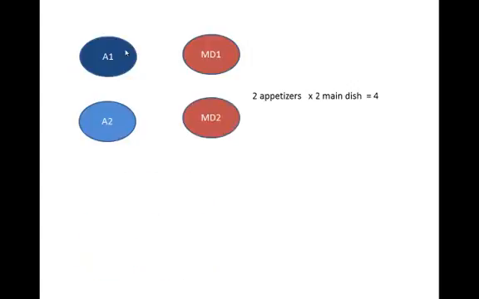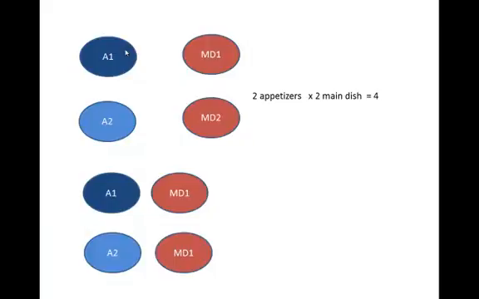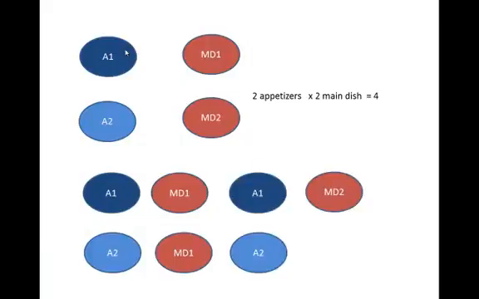All right, so now when you add a second main dish to it, we have appetizer 1, appetizer 2. It's going to be 2 times 2, and you should have 4 combinations. So you had appetizer 1 with the main dish 1, appetizer 2 with main dish 1, appetizer 1 with main dish 2, and appetizer 2 with main dish 2.